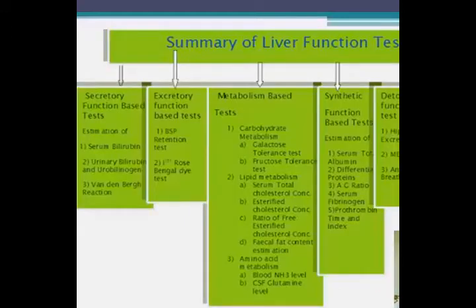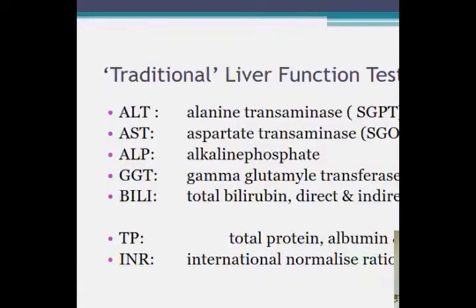This is the summary of the liver function tests, which we are going to talk about in detail in the next slides. These are the traditional liver function tests: alanine aminotransferase, aspartate aminotransferase, alkaline phosphatase, gamma glutamyl transferase, total bilirubin, direct and indirect, total protein, albumin, AG ratio, and international normalized ratio.